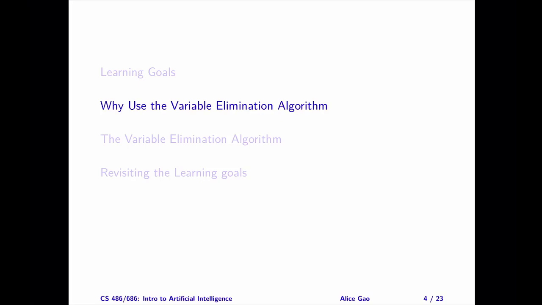In this video, I'm going to talk about performing probabilistic inference in a Bayesian network. Specifically, I want to explain why it is more efficient to compute the probability using the variable elimination algorithm than using the joint distribution.